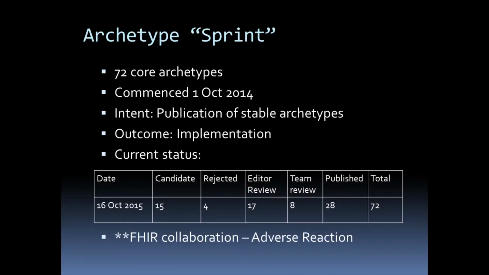So it's because of this thing called an archetype sprint, and I put it in inverted commas because we'd hoped it would be done in a shorter time frame. I'd call it more an endurance test, possibly. But we selected 72 archetypes that we called core. So these ones that we've talked about over time are the ones that are going to be used across all of the different contexts. It started in October. Our intent was to publish as many as possible so that they can get implemented by all of these vendors.